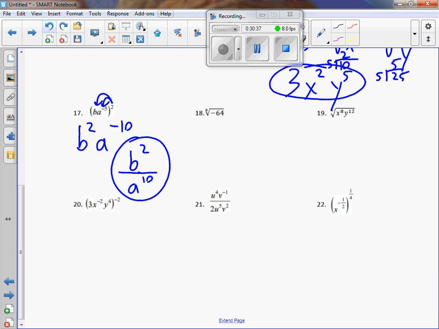Number 18 looks like a trick question, but there's no x's or anything, so we could just plug it in the calculator. We get -4.